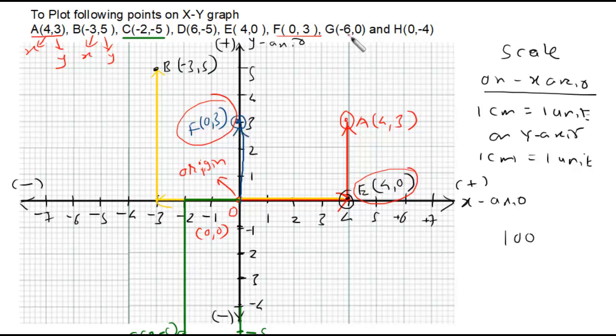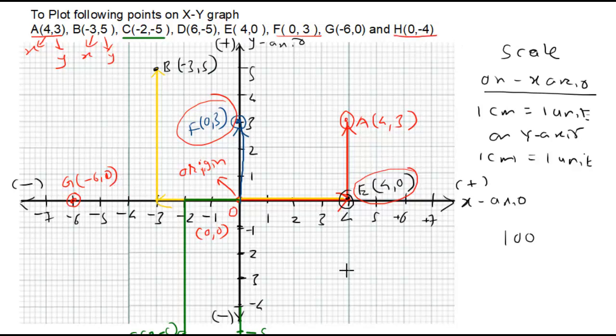Let us plot the G point, minus 6, 0. Again we will start from the origin and travel on the negative side of the x-axis: minus 1, minus 2, minus 3, minus 4, minus 5, minus 6. Now the y-coordinate is 0, so we will not travel along the y-axis. So the placement of point G is here, minus 6, 0.